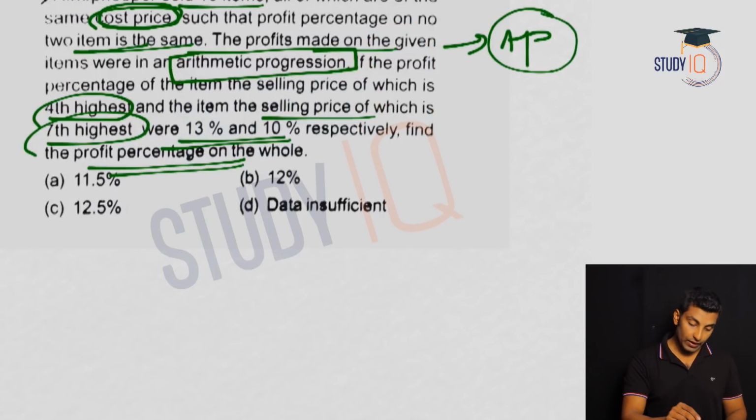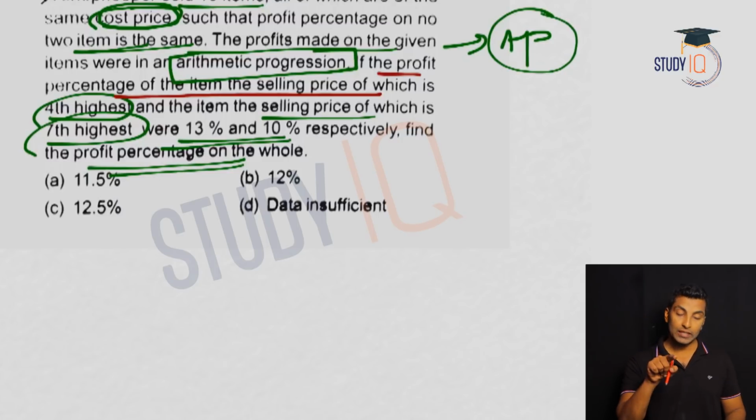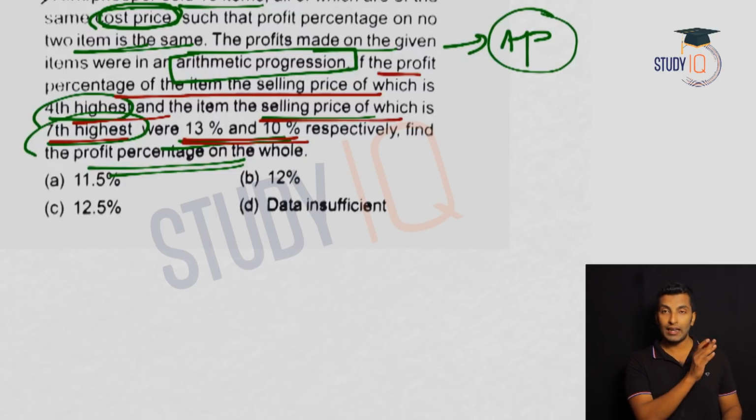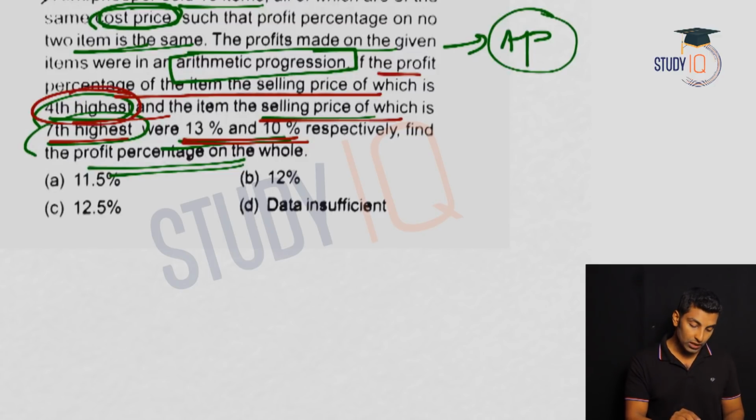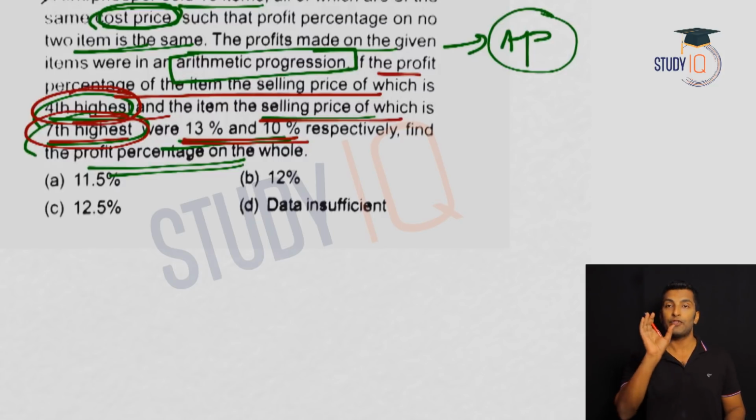See what is given to us. If the profit percentages of the item whose selling price is 4th highest and the item whose selling price is 7th highest were 13% and 10% respectively, then if you make this an AP, this is the fourth term and this is the seventh term. If it's in an AP, the selling prices, if I arrange them, it is the seventh term and the fourth term, right?